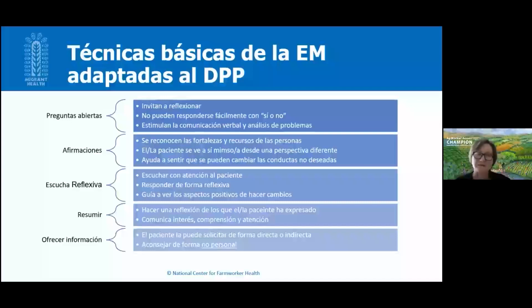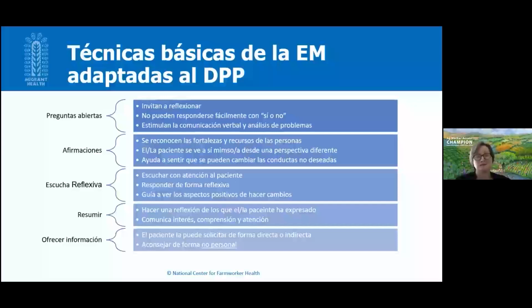But rather they stimulate verbal communication, and then they stimulate the problem solving and then how to analyze the problem, because we don't have a lot of time to work with patients. Sometimes we need to ask questions that can be answered yes or no because we don't have a lot of time. But with those types of questions, we cannot really get to the reality of the situation that they're facing.